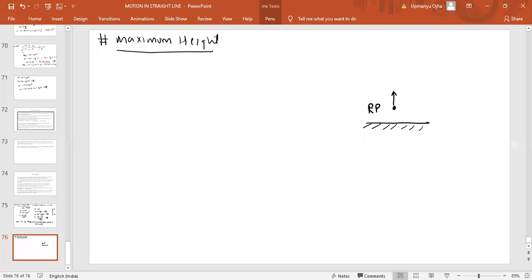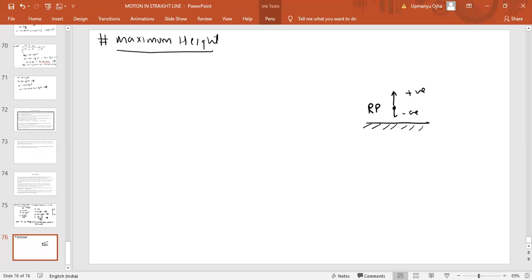Now if the particle is moving upward, then above the reference point we have taken as positive. Below the reference point is taken as negative. Understand? You have to understand one thing here: the point where we are throwing the object is always taken as the reference point. The above will be positive, the below will be negative.